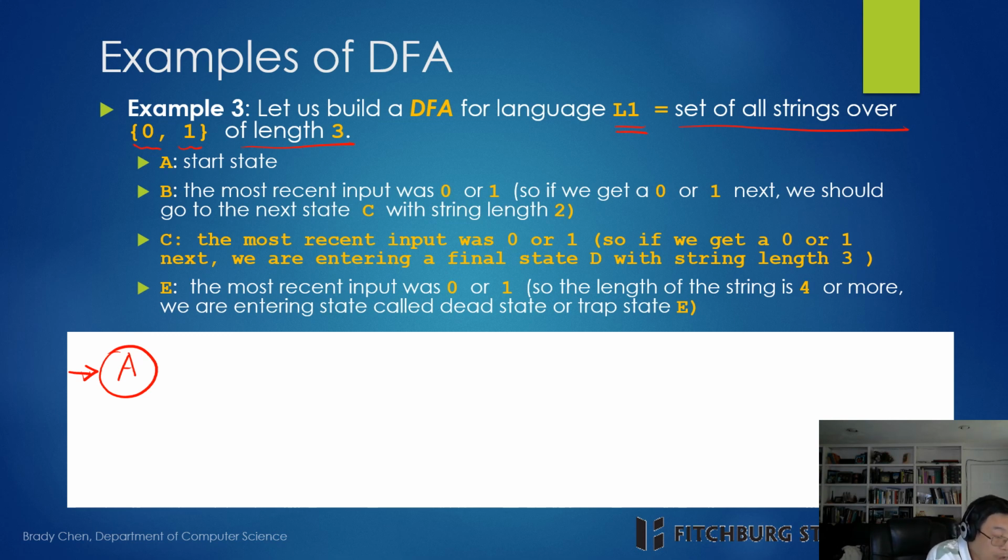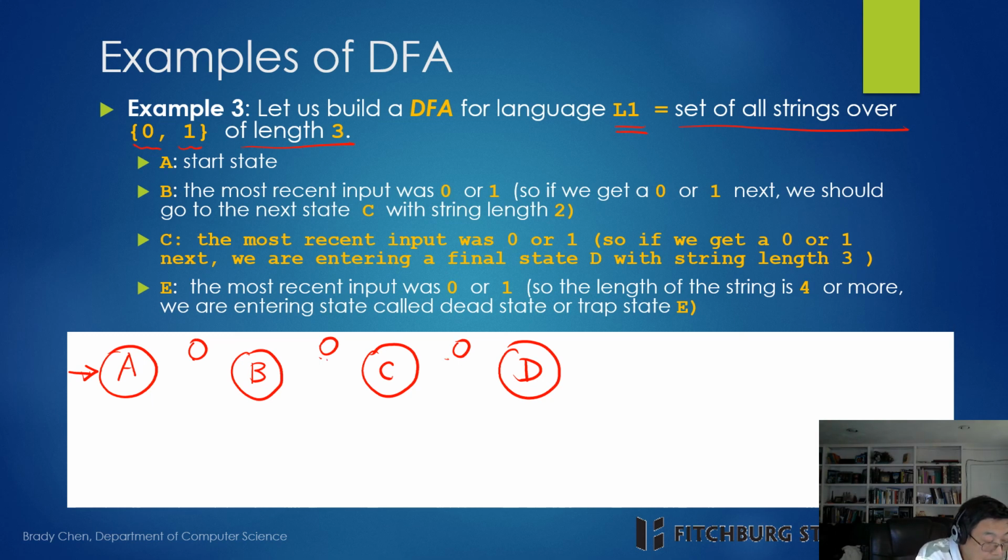We know that if we have an input character 0, then we are going to the next state. And if we continue to have input 0, we're going to the next state, right? Now we have 2 zeros. And then if we continue and get a 0, we're going to a state D. Now 0, 0, 0, that's a string of length 3, right? So it looks like D is an accepting state, right?